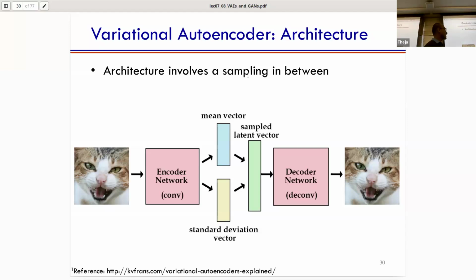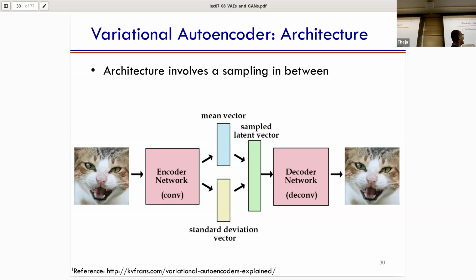Why mean and standard deviation vector? Because with them I have a candidate Gaussian distribution, with the mean vector being the mean and the standard deviation vector characterizing the diagonal of the covariance matrix. And then, because I have the mean and the standard deviation, I have a Gaussian distribution from which I can sample.